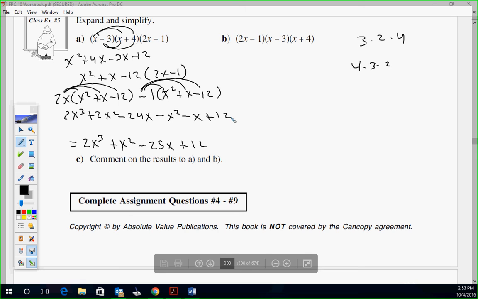So the 2x cubed stays. There's no other 2x cubes. 2x squared minus x squared is 1x squared. Negative 24 minus 1 is negative 25. And then the 12. Okay. All right.